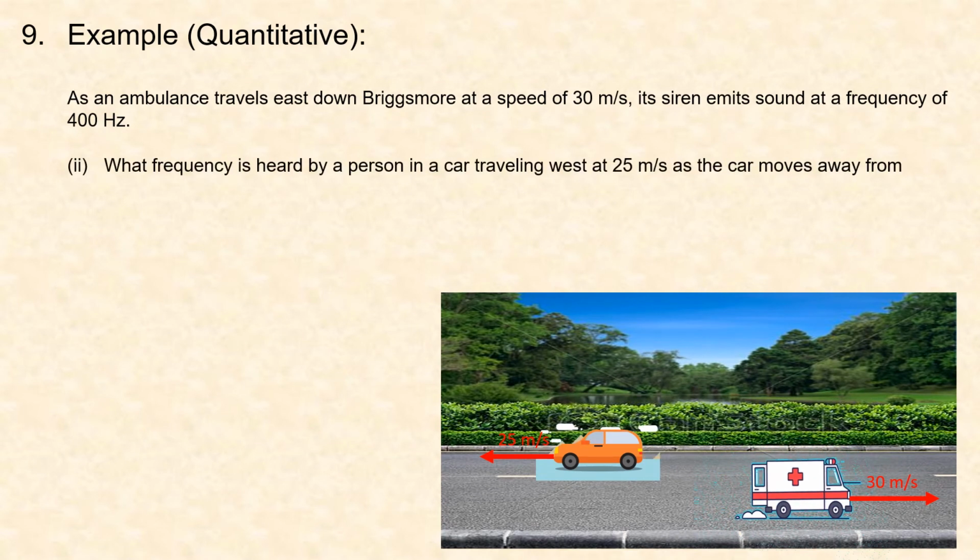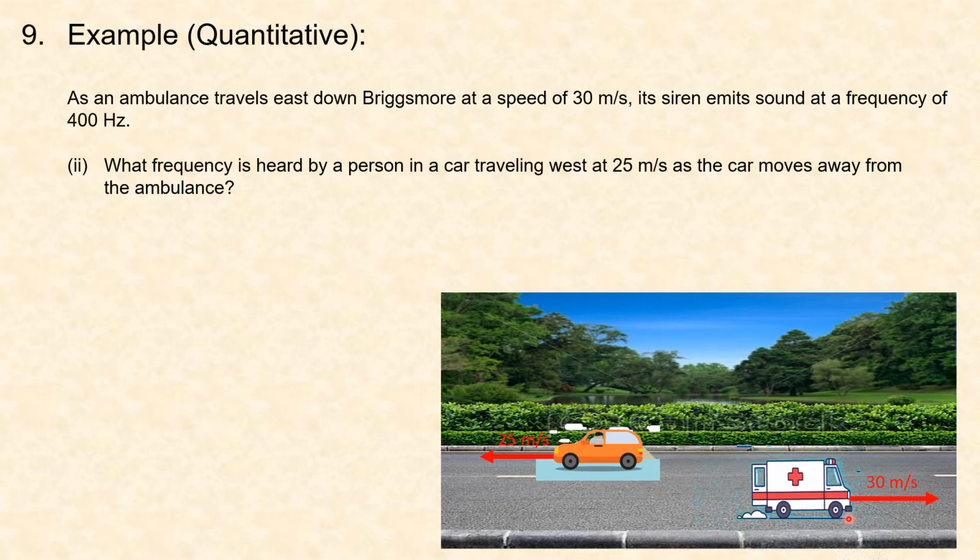All right, so in part 2 of the problem, notice that we still have our ambulance traveling 30 meters per second in an easterly direction, emitting a sound from the siren at a frequency of 400 hertz. But in part 2, we're asked what frequency is heard by the person in the car traveling at 25 meters per second as the car moves away from the ambulance. So basically, this is what happened in problem 1, but now the car is past the ambulance. Our approach is going to be exactly the same.